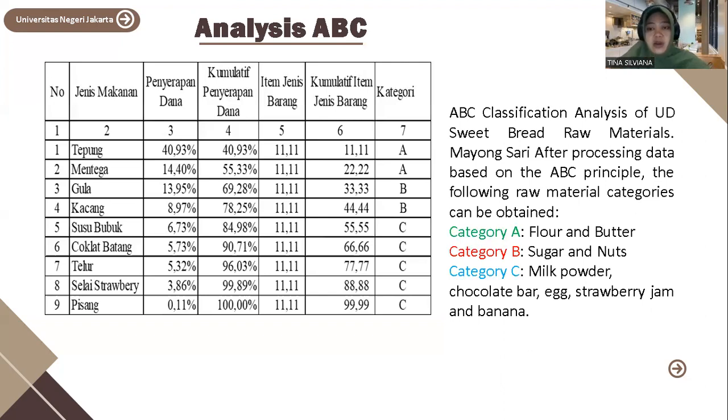Category A: flour and butter. Category B: sugar and nuts. Category C: milk powder, chocolate bar, egg, strawberry jam, and banana.